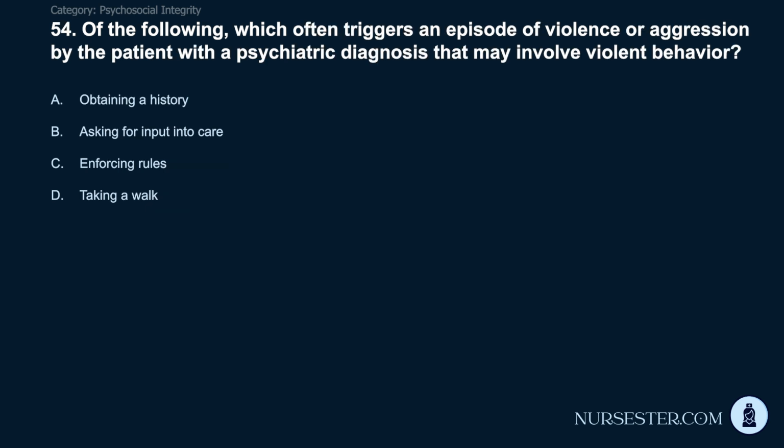54. Of the following, which often triggers an episode of violence or aggression by the patient with a psychiatric diagnosis that may involve violent behavior? A. Obtaining a history. B. Asking for input into care. C. Enforcing rules. D. Taking a walk. Correct answer, C. Enforcing rules.